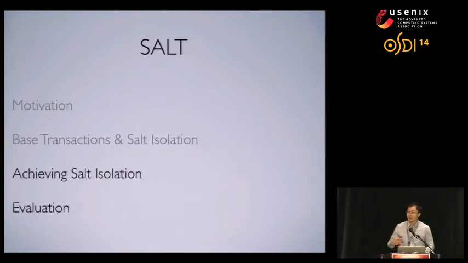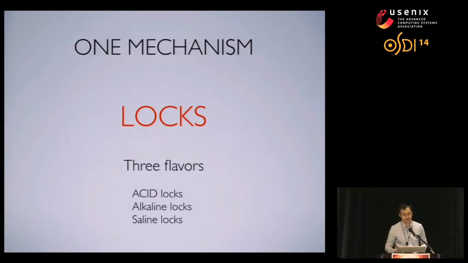Now, let's see how we actually achieve this illusion of SALT isolation. Our current implementation relies on a single mechanism, logs. We focus on a log-based implementation because we are targeting workloads with high contention, and logs are well suited for this type of workload. Transactional databases use a single type of log, let's call them ACID logs, to isolate ACID transactions from each other. In contrast, here, in order to provide multiple granularities of isolation, SALT introduces two new types of logs, alkaline logs and saline logs, that allow base transactions to look both as ducks and as rabbits.